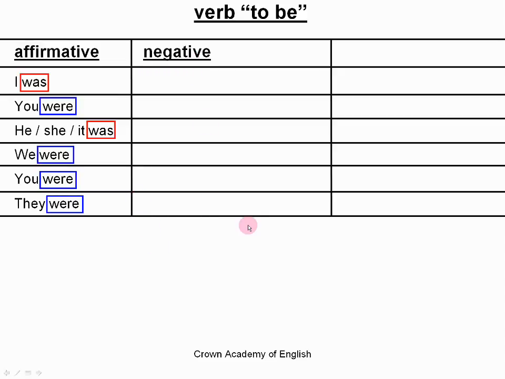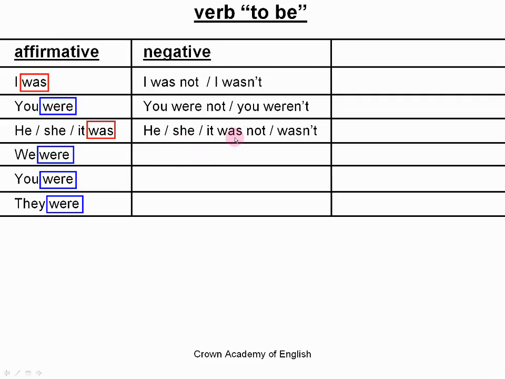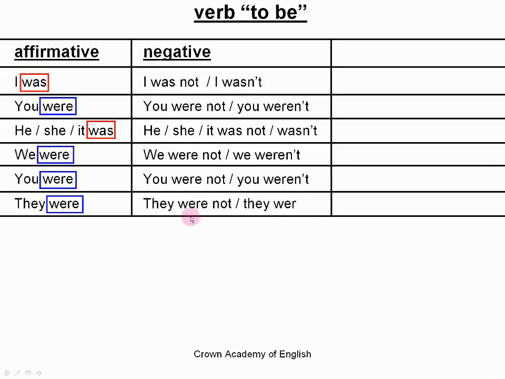And the negative. I was not, or this is the contracted form, I wasn't. You were not, you weren't. He, she, it was not, or wasn't. We were not, we weren't. You were not, you weren't. They were not, they weren't. And the same. Here, these two take the form was, and the others were.